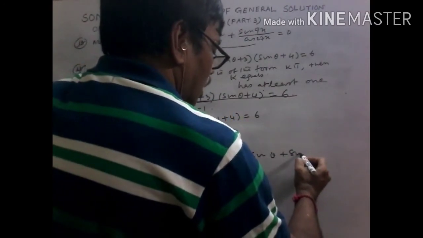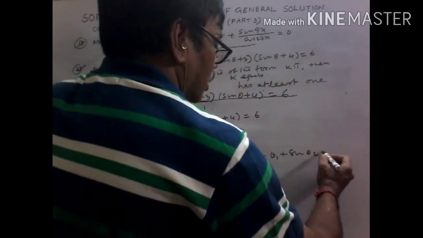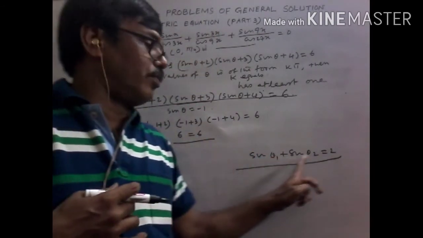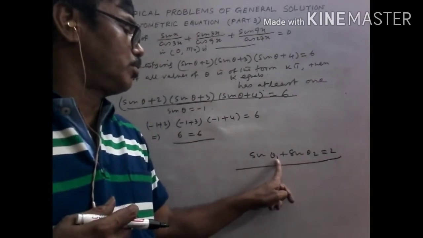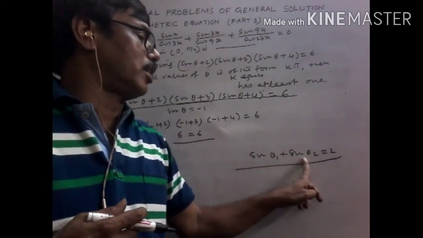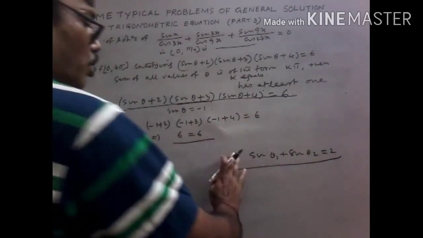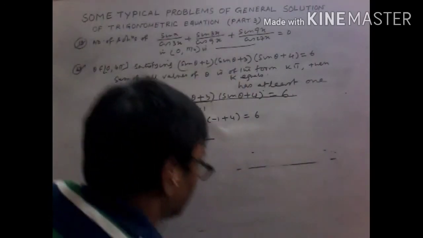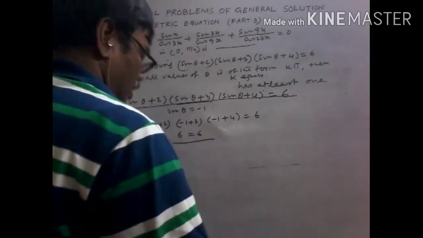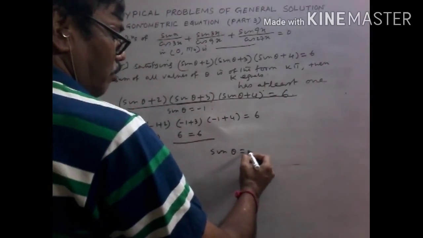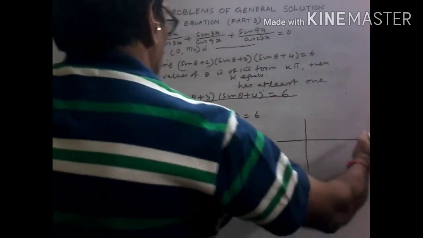Look at the type of the equations. We have solved this type of equation, sin theta 1 plus sin theta 2 equals 2. What are the values of theta 1 and theta 2? We get sin theta 1 equals 1 and sin theta 2 equals 1. So this is a similar type of problem. Here this equation is possible when sin theta is minimum, that is sin theta equals minus 1.